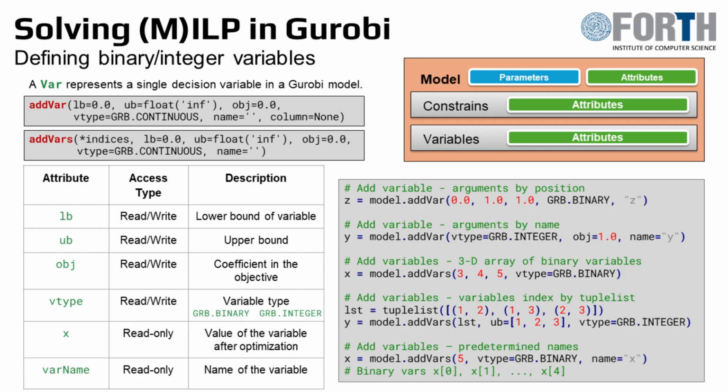Variables can also be defined as multidimensional arrays or indexed by tuples. This is extremely useful in industrial models where decisions are naturally indexed by time periods, locations, products, or other dimensions. In short, variable definition is flexible, expressive, and designed to scale.